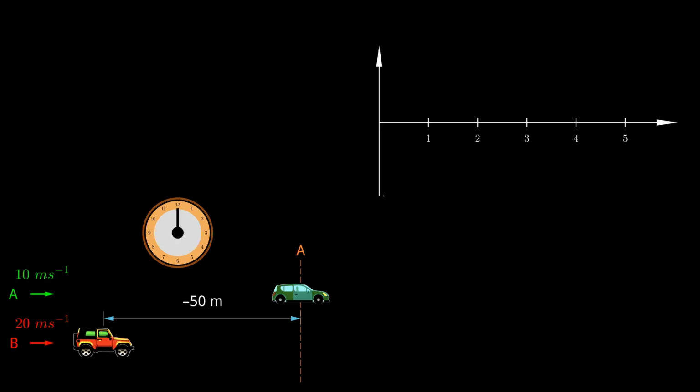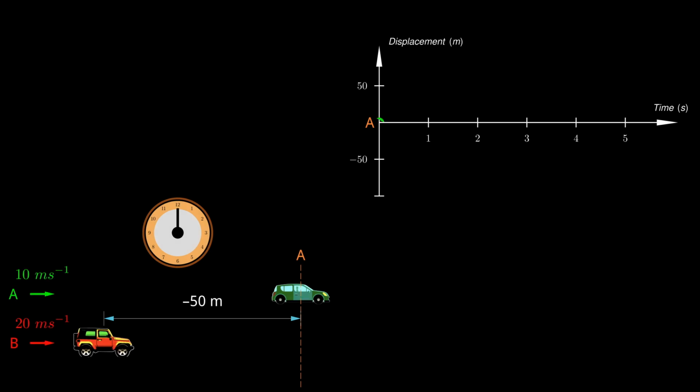Unlike the previous scenario, where all displacements were positive, here we'll need to use both the first and fourth quadrants of the graph. Vehicle A's motion will be plotted in the first quadrant, as its displacement remains positive. However, since Vehicle B starts 50 meters behind Vehicle A, its initial displacement will be negative, placing it in the fourth quadrant. The velocities of both vehicles are still in the positive direction, so the gradients of both graphs will be positive, indicating that both vehicles are moving forward.